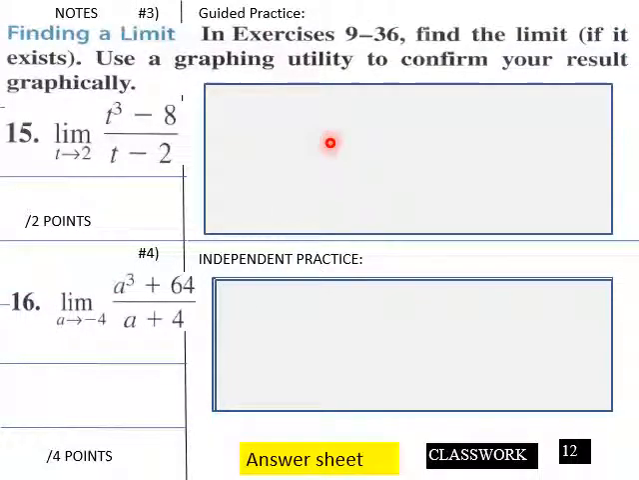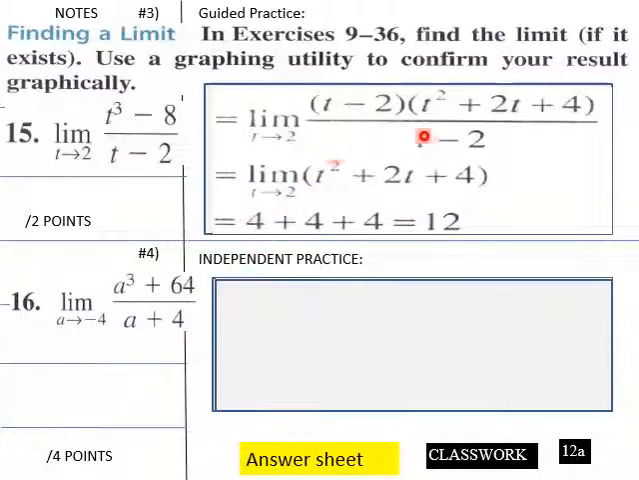So, knowing that, we can move into this one. Find a limit if it exists. Use a graphing calculator to confirm your result graphically. So we have t cubed minus 8 over t minus 2 as t approaches 2. So with that situation here, we can factor this down. T minus 2 times t squared plus 2t plus 4 over t minus 2. These will cancel, and then you're left with t squared plus 2t plus 4.